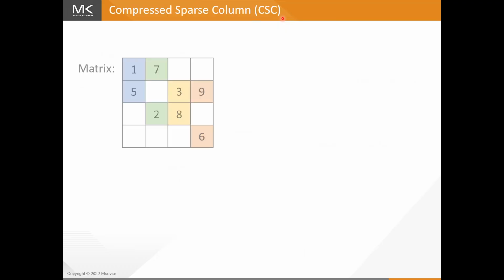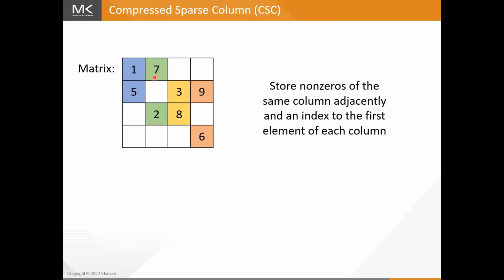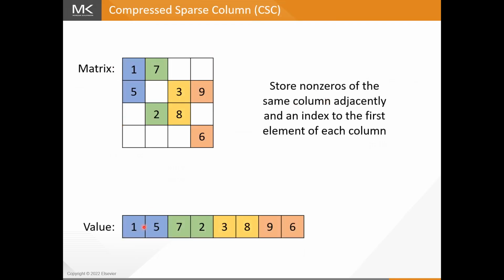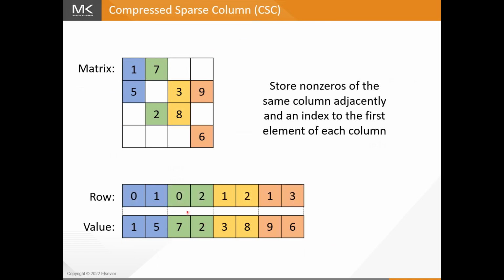It's going to be the same as CSR, but instead of grouping non-zeros by row, it's going to group non-zeros by column. Here is the same matrix. I'm going to store the non-zeros in the same column adjacently. So here I'm going to have this values array. Elements that are in the same column are going to be stored adjacent to each other. Here 7, 2 are in the same column, so they will be stored adjacent to each other. And then for each one of these elements, I'm going to have the corresponding row index.